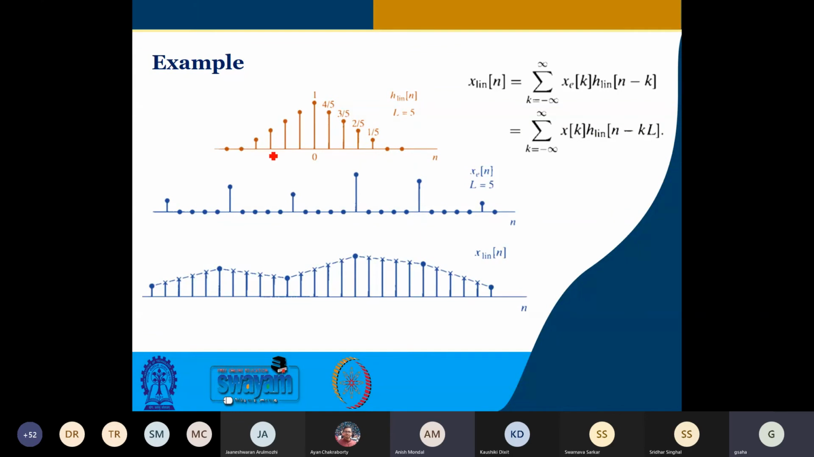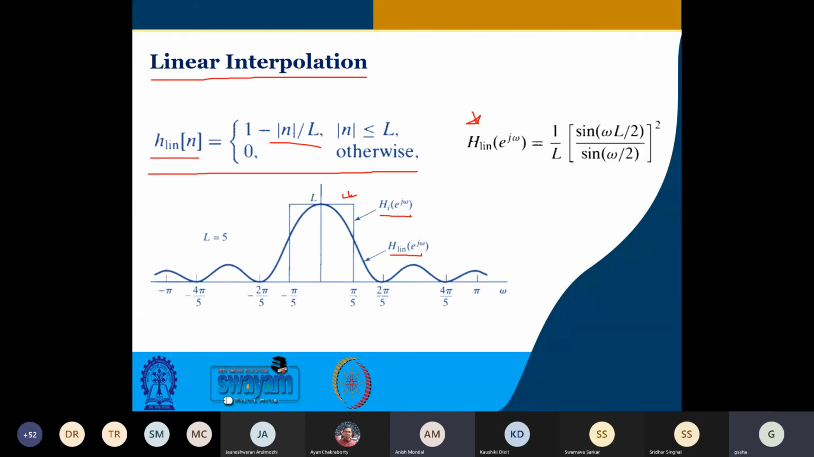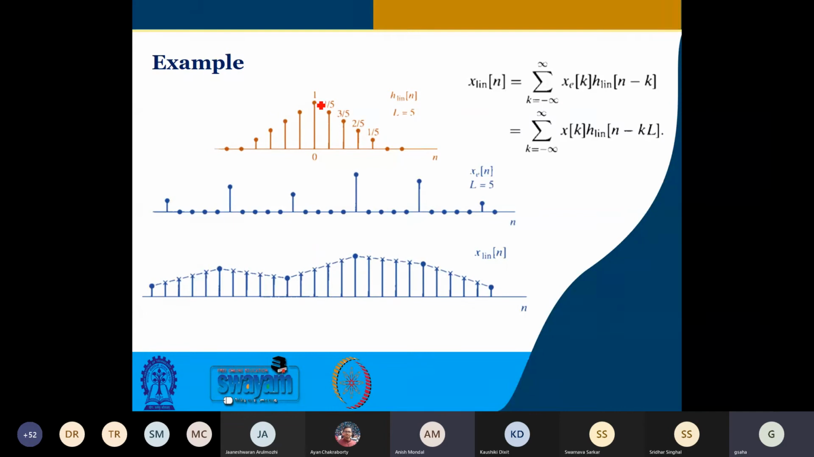So this is a representative example. In your linear interpolation formula, the central one gets maximum weightage and the other ones get less weightage. Okay, and beyond L, all the weights are 0. So your original signal was some x_c, x[n]. After expansion, with N considered to be 5, you have the original signal expanded version with 0 insertion looking something like this.